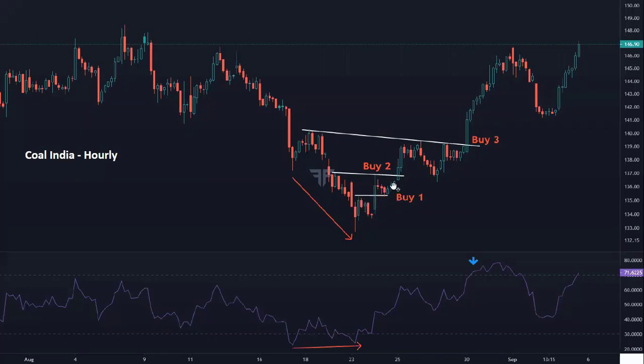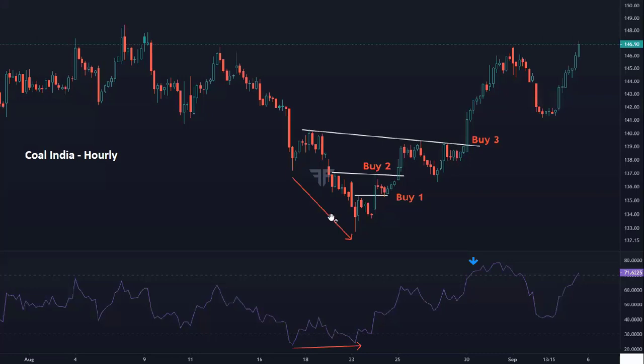Now, in case you missed this, you could have taken another buy over here, wherein price was breaking this trend line, a trend line that is connecting this high and this high. It was broken over here. So you could have initiated a buy over here. In case you missed that also, a third buy could have been initiated over here.